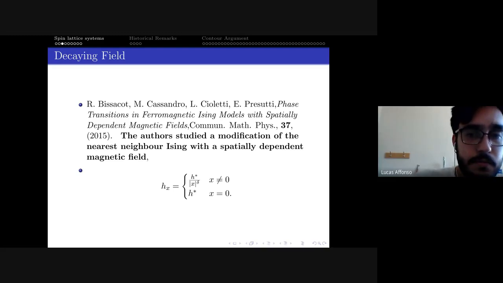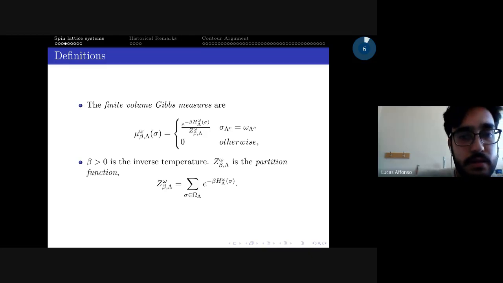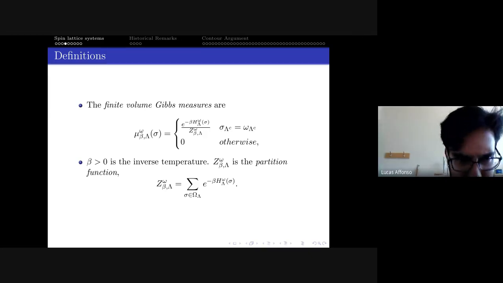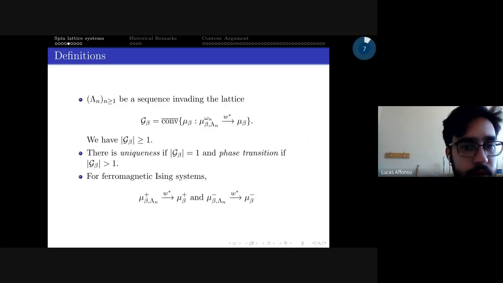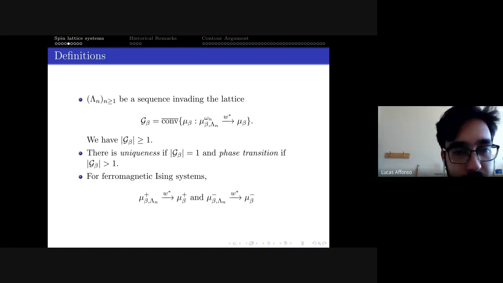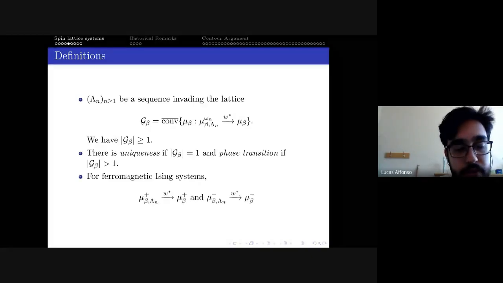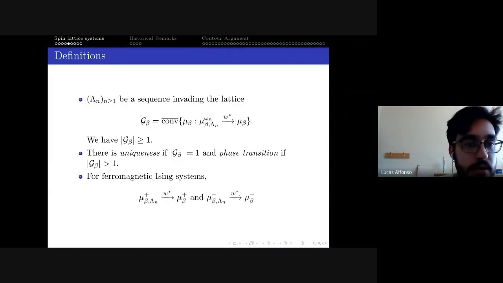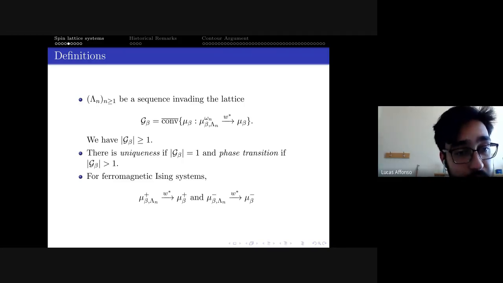So these are the finite volume Gibbs measures, the partition function. I guess everyone already saw this. So what I mean by phase transition: if you take all the possible boundary conditions and you take the weak limit of these finite volume measures, you get a bunch of measures, and then you take the convex combinations, and then you take the closure of the set. This is the set of Gibbs measures.